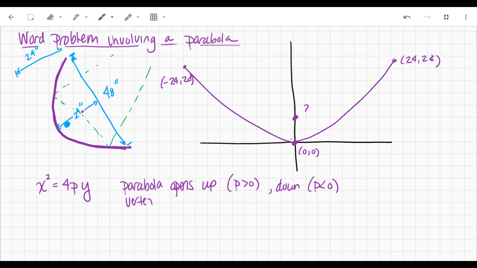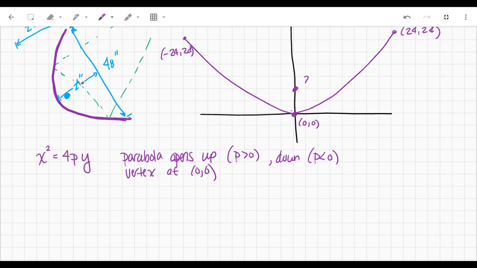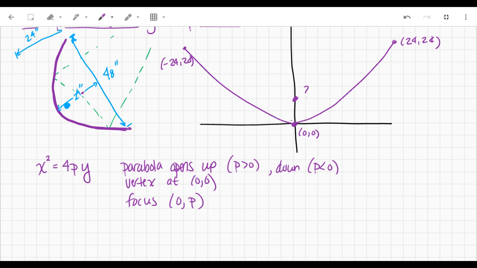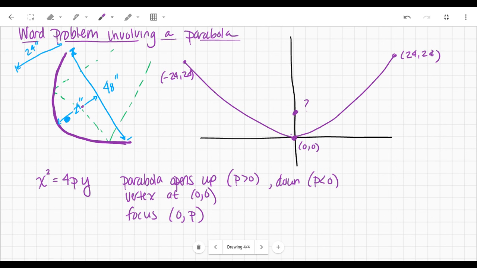But the vertex is at 0, 0. Okay, and then you might be wondering, well, what does p mean? Okay, well, the focus is at 0, p. So this looks like a really confusing problem, but it's really not bad at all, I promise.